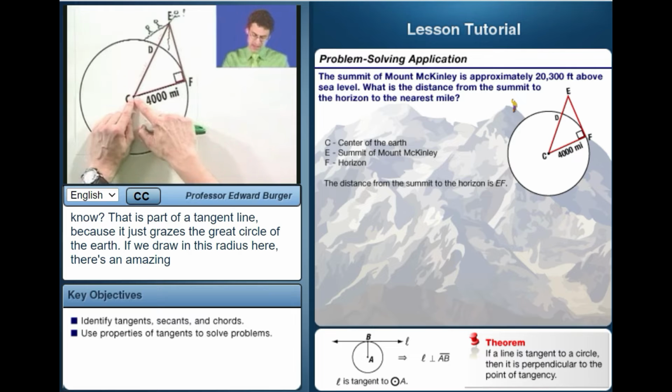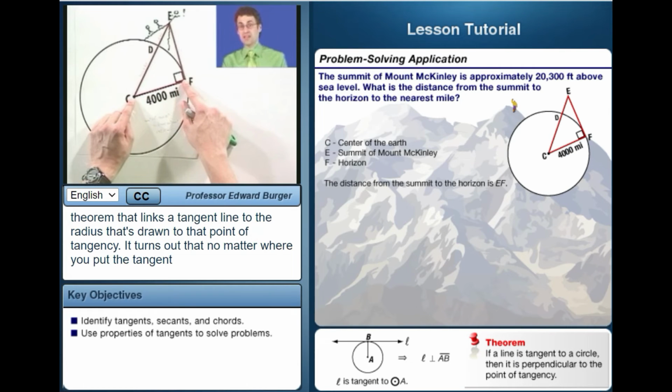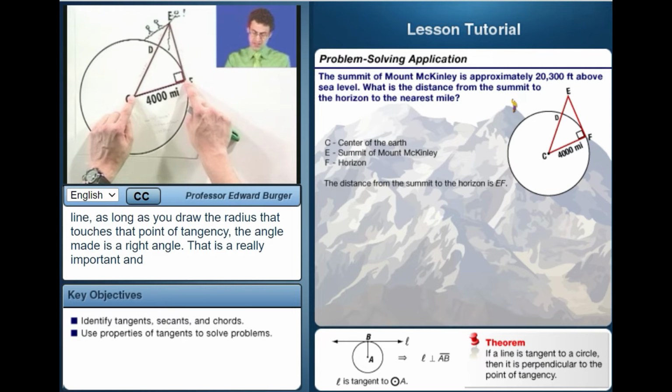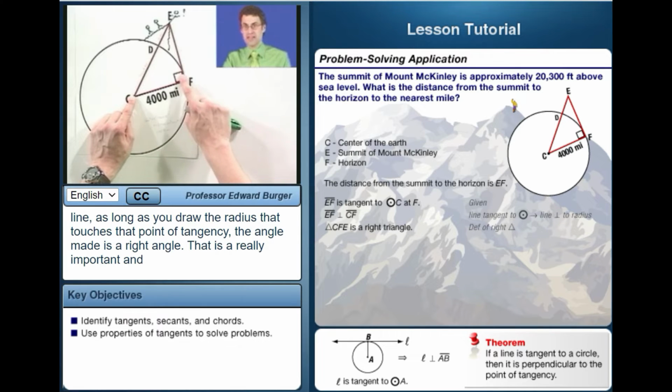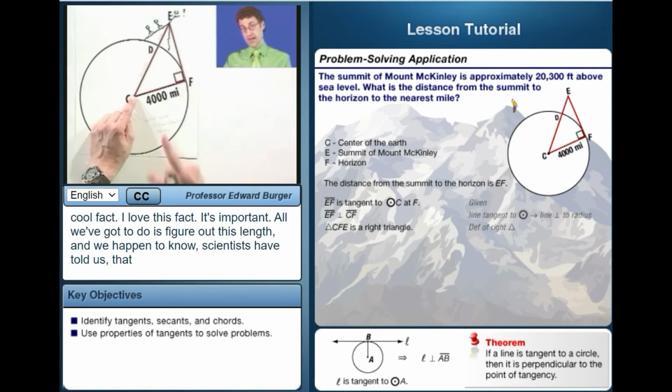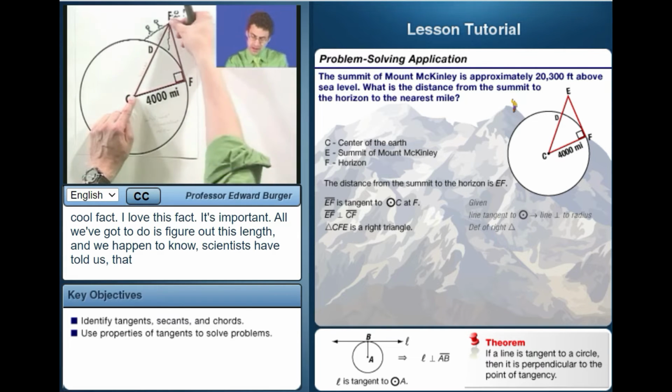And if we draw in this radius here, there's an amazing theorem that links a tangent line to the radius that's drawn to that point of tangency. It turns out no matter where you put the tangent line, as long as you draw the radius that touches that point of tangency, the angle made is a right angle. That is a really important and cool fact. I love this fact. In fact, I really do. And it's important. So all we've got to do is figure out this length.